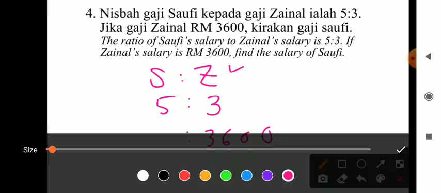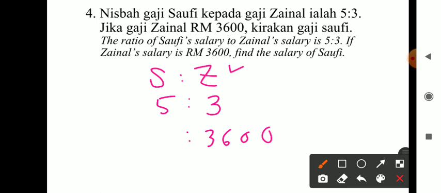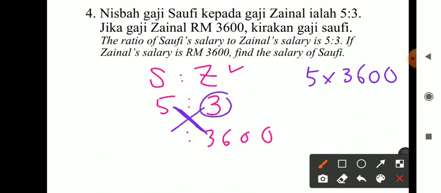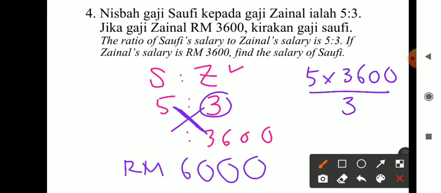You use cross multiplication, remember? Cross multiplication is the easiest and most important concept. We can use this to solve any type of problem. Remember to cross multiply: multiply first 5 times 3,600, then the one alone, divided by 3, and you will get your answer as 6,000. So Sophie's salary is 6,000.